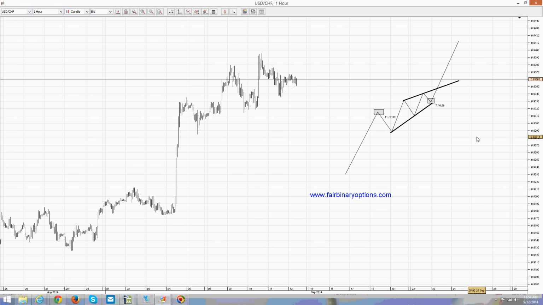Now the same pattern is happening on the US dollar and Swiss franc at this very moment. It starts from here and it goes A, and the B wave and the C wave, and the D wave and the E wave. And this is our triangle. You might say, well, it's quite ugly. It is a bit ugly, I admit, but it doesn't mean that it's not correct.